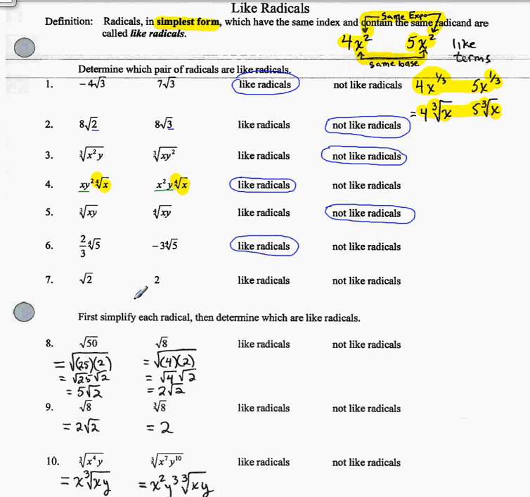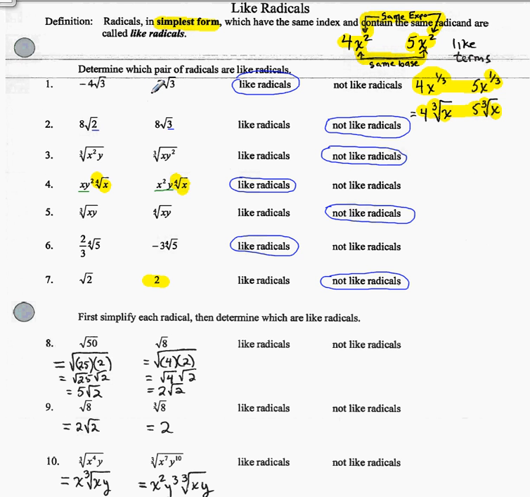Finally, on example number 7, if you look at this number over here, it's not even a radical expression. So it's not even an issue whether or not these are like radicals. They are not like radicals because the second one's not even a radical. So there we have 7 examples where both radicals were already given in simplest form.